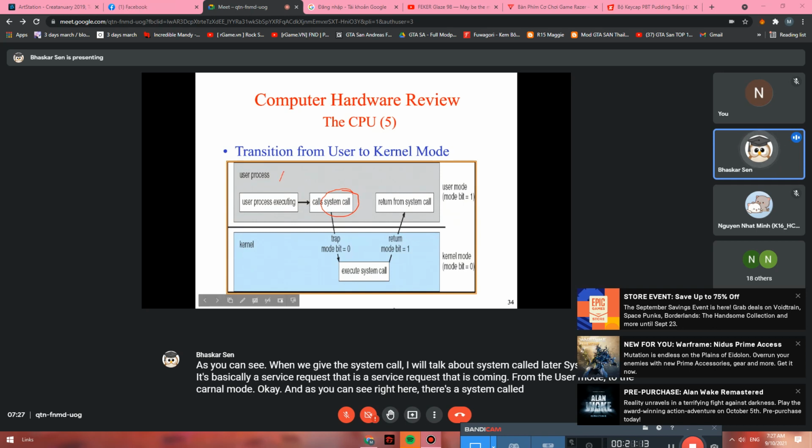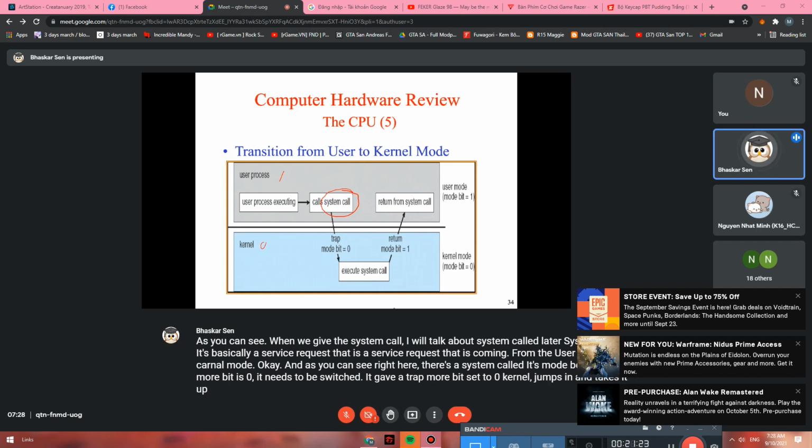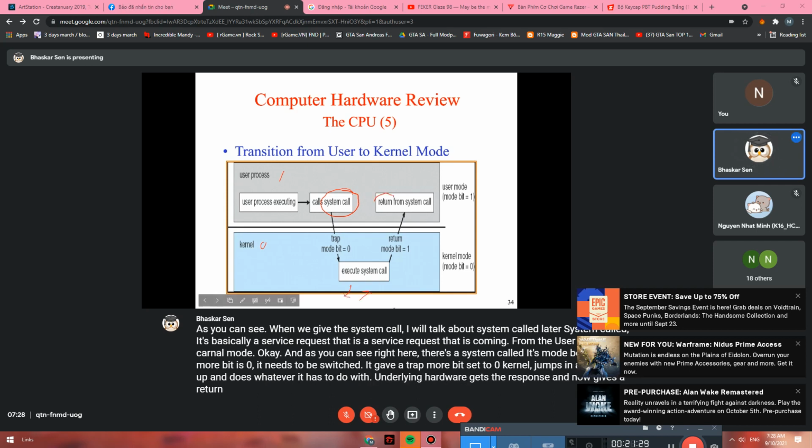Its mode bit is 1, and then its mode bit is 0. It needs to be switched. I gave a trap, mode bit set to 0, kernel jumps in and takes it up and does whatever it has to do with the underlying hardware, gets a response, and now gives a return. And how does it give the return? It gives the return by changing the mode bit to 1.